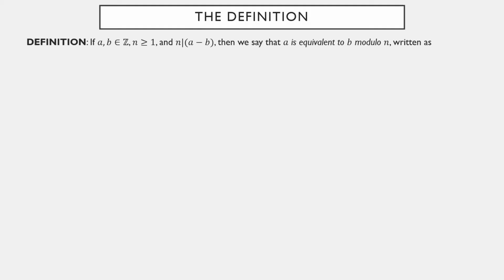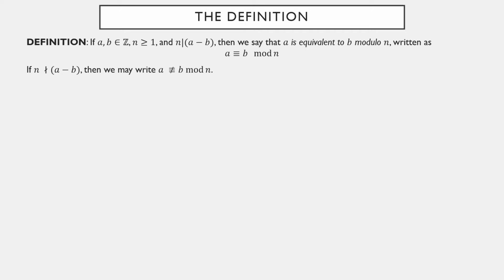If a and b are two integers and n is a positive integer, where n is a factor of the difference a minus b, then we will say a is equivalent to b modulo n, written as a ≡ b mod n. If n is not a factor of the difference, we can write a is not equivalent to b modulo n.